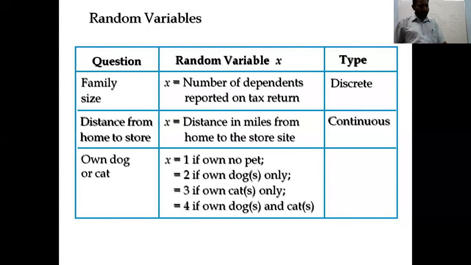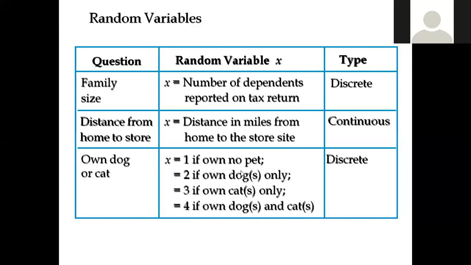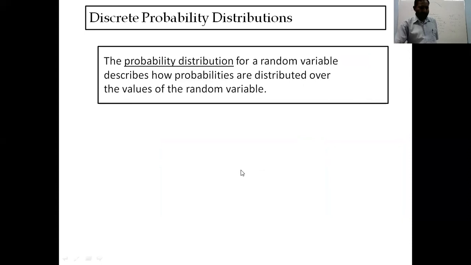Next one is pet owning, the number of dogs or cats. Let's say these are categories 1, 2, 3, 4. 1 means owning no pets at all, 2 means only dog, 3 means only cats, 4 means having both cats and dogs. Is it discrete, or are we ranking, right? 1, 2, 3, 4. Discrete or continuous? Discrete, right. I think I will talk about discrete probability distribution next time. Any questions?